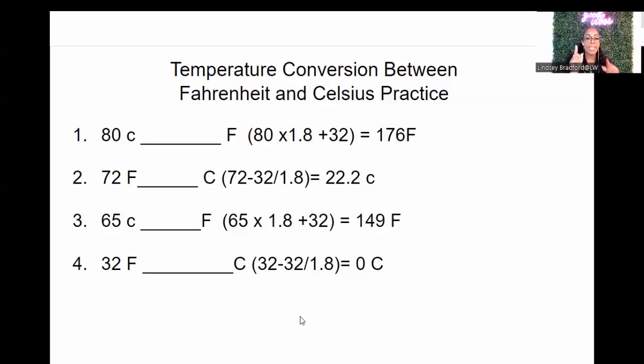Exactly. 70 to 72 Fahrenheit. Now we're going from Fahrenheit to Celsius. So we're going from that big number to that smaller number, which means we're going to do what? Subtract and divide.